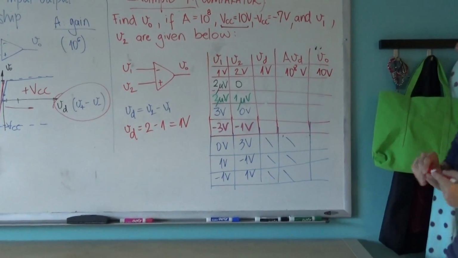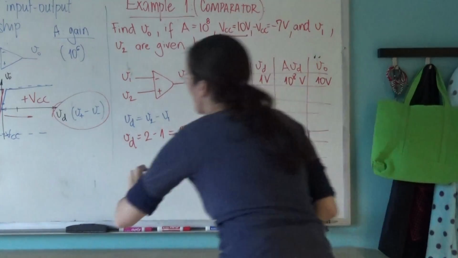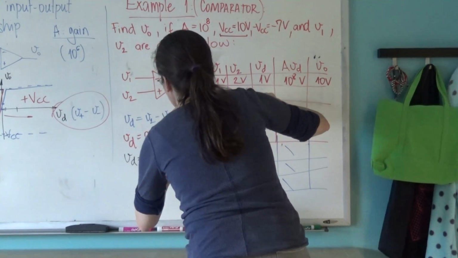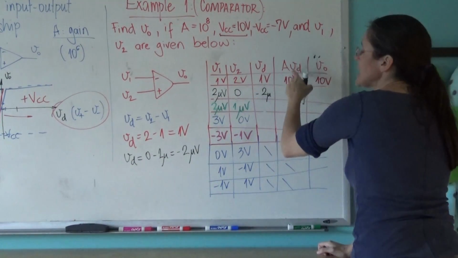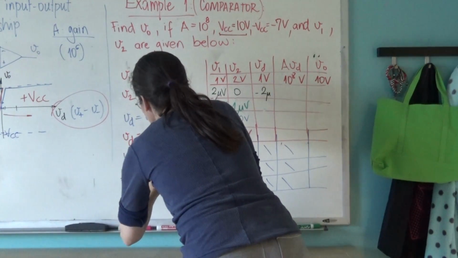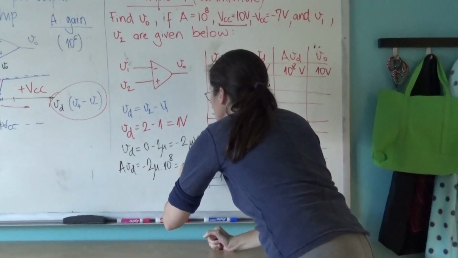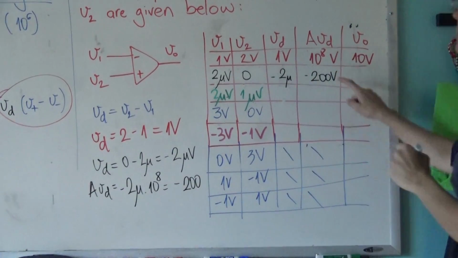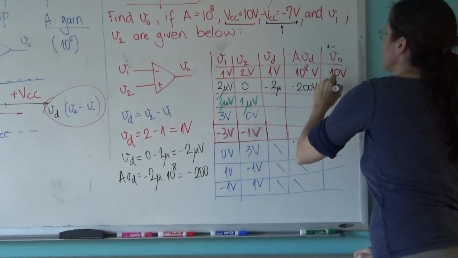Now watch what happens at the black line here. I'm going to do VD again, which is V2 minus V1. VD on the black line is 0 minus 2 microvolts, which is minus 2 microvolts. So watch, minus 2 microvolts. And now AVD is minus 2 microvolts times 10 to the 8. Micro is 10 to the minus 6, so this is minus 200. So this would have been minus 200 volts. However, the op-amp can't put out minus 200, so I'm going to go here. The negative power is minus 7.